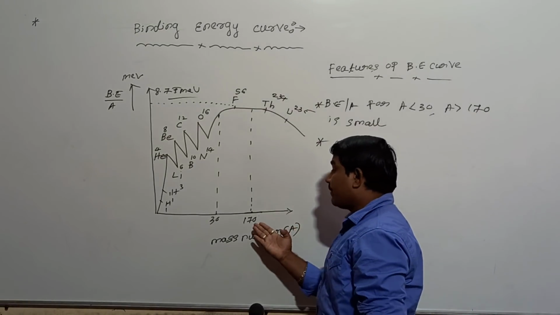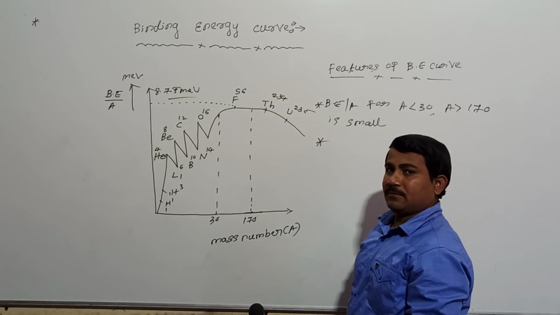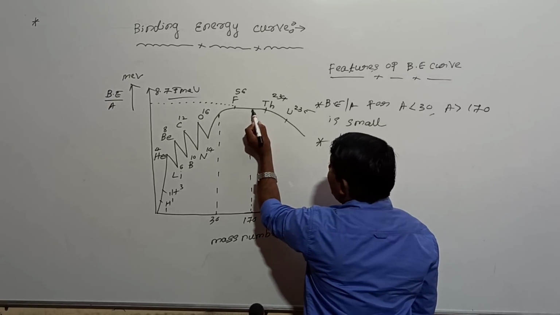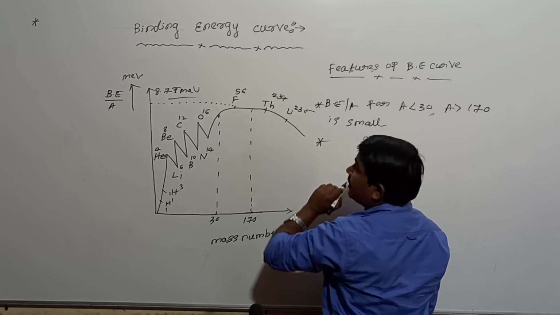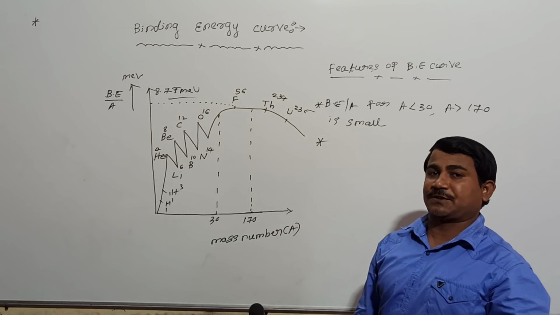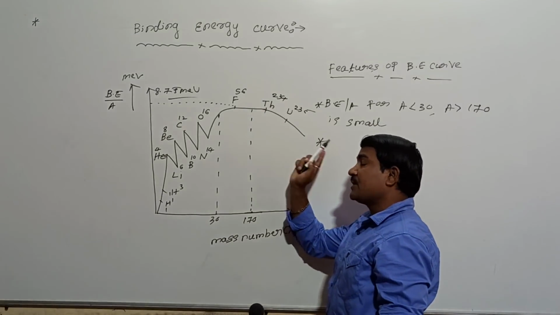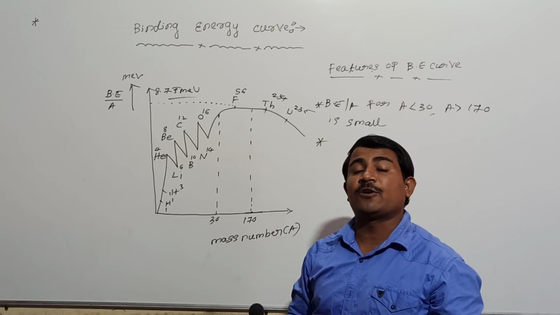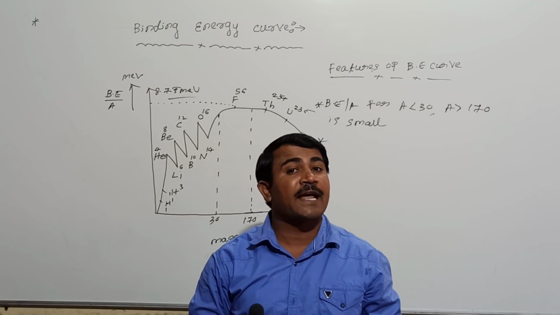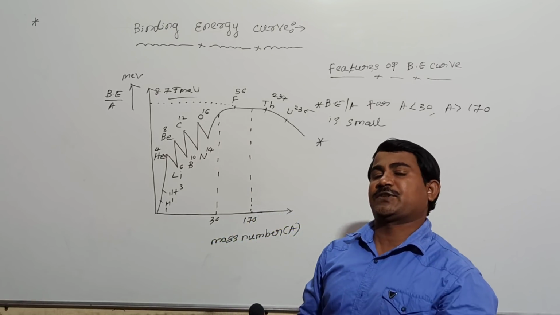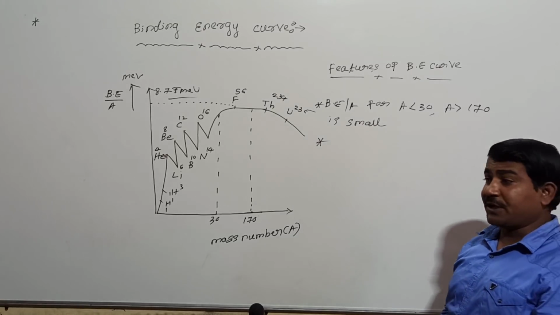After the mass number greater than 170, the binding energy curve gradually decreases. Binding energy per nucleon decreases. This shows that if binding energy per nucleon decreases, those nuclei are said to be unstable and they act as radioactive elements. What is it?